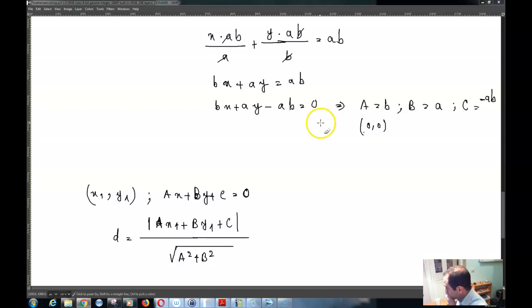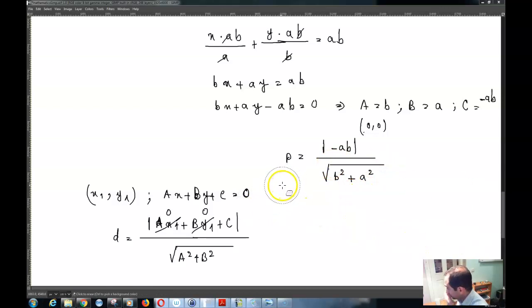Now, let's say that p is the length of the perpendicular from this point to this line. Based on this formula, Ax1 is going to be equal to 0 because x1 and y1 here are 0. So this becomes 0 and this becomes 0, and you have C over here, which is negative ab. So p is the absolute value of negative ab over the square root of b squared plus a squared, which is a squared plus b squared.